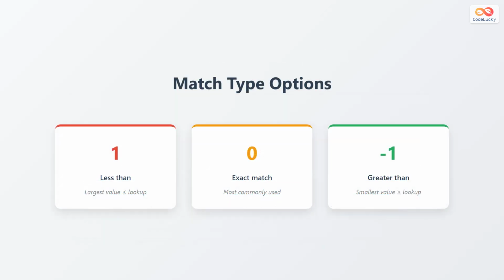When using the match function, you have 3 options for the match type argument. If you use 1, the less than option, match finds the largest value that is less than or equal to the lookup value. If you specify 0, the exact match option, match finds the exact value. This is the most commonly used option. If you use -1, the greater than option, match finds the smallest value that is greater than or equal to the lookup value.